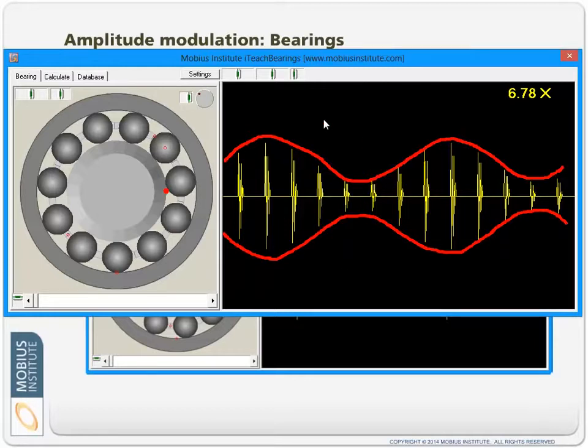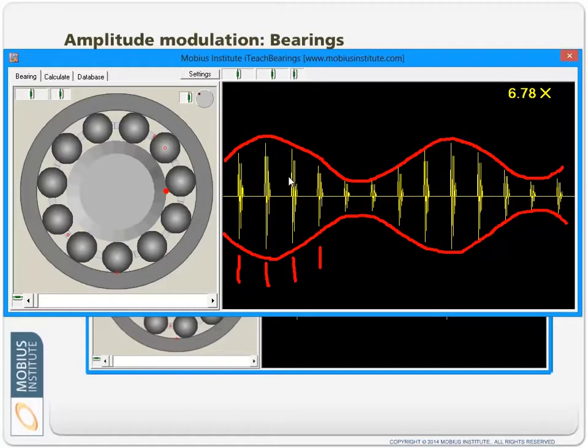This is modulation. Now it doesn't look all pretty and clean like it has before, but instead of a sine wave in here, we have this impact which is occurring according to the ball pass frequency inner race, BPFI, because we've got the fault on the inner race. So this is our BPFI. We get a ping, ping, ping. We get a little bit of ringing because of resonance or the stress wave, but let's not dwell on that. The amplitude of that signal is rising and falling.